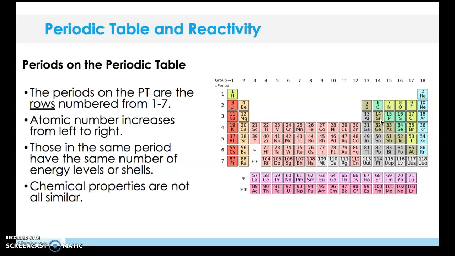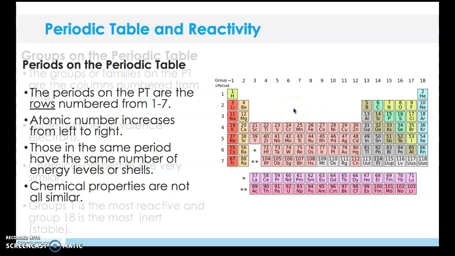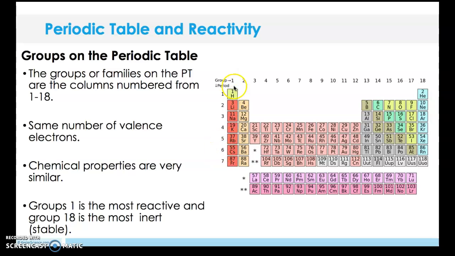Chemical properties are not all similar across a period, because we'll learn our groups actually share chemical properties. So the chemical properties of hydrogen are very similar to lithium, sodium, and potassium. Again, groups go down in the column. They are 1 through 18. They have the same number of valence electrons. That's why they react the same, and they have very similar chemical properties. Group 1, again, is the most reactive.